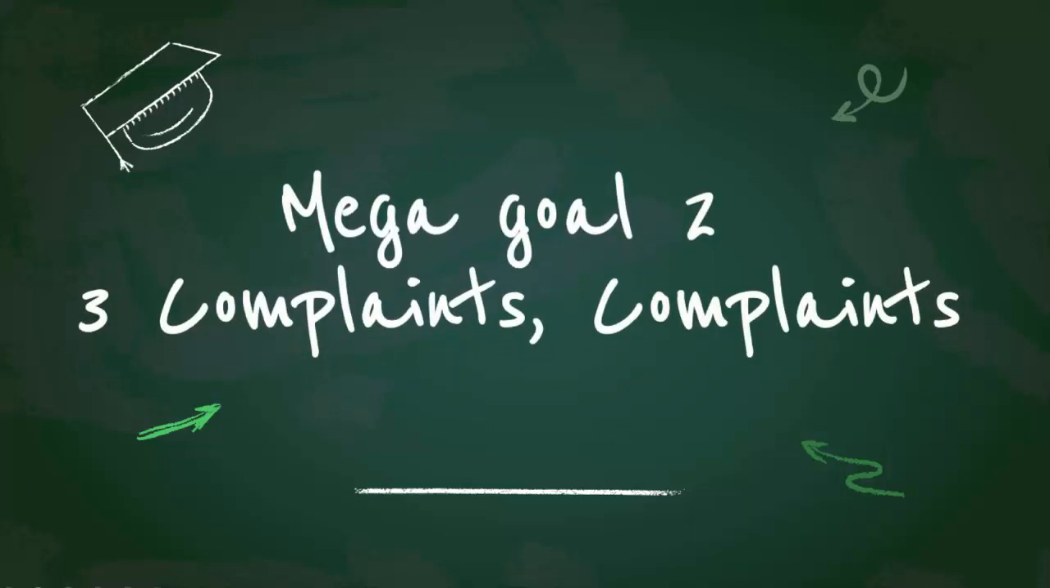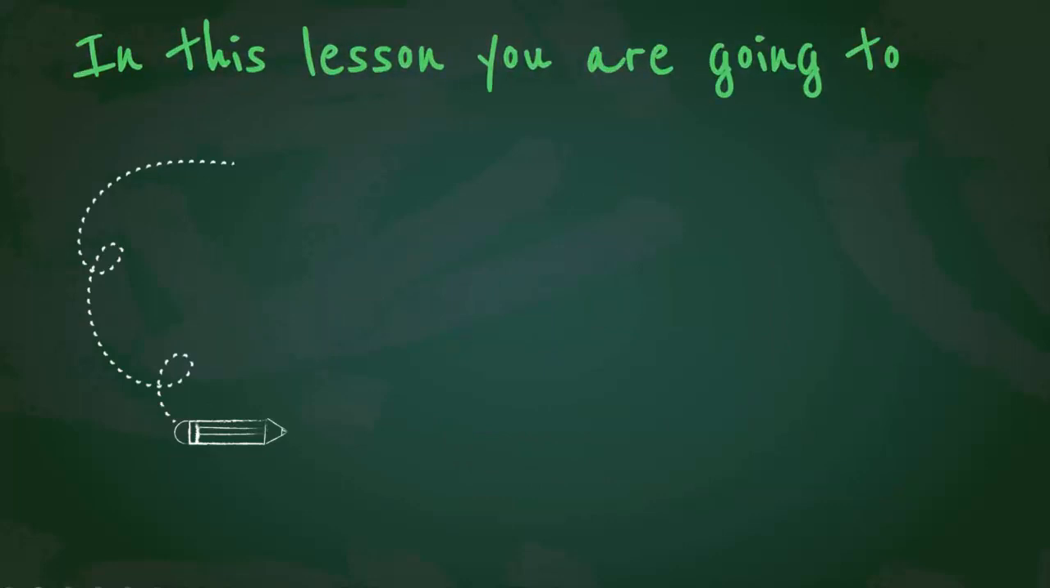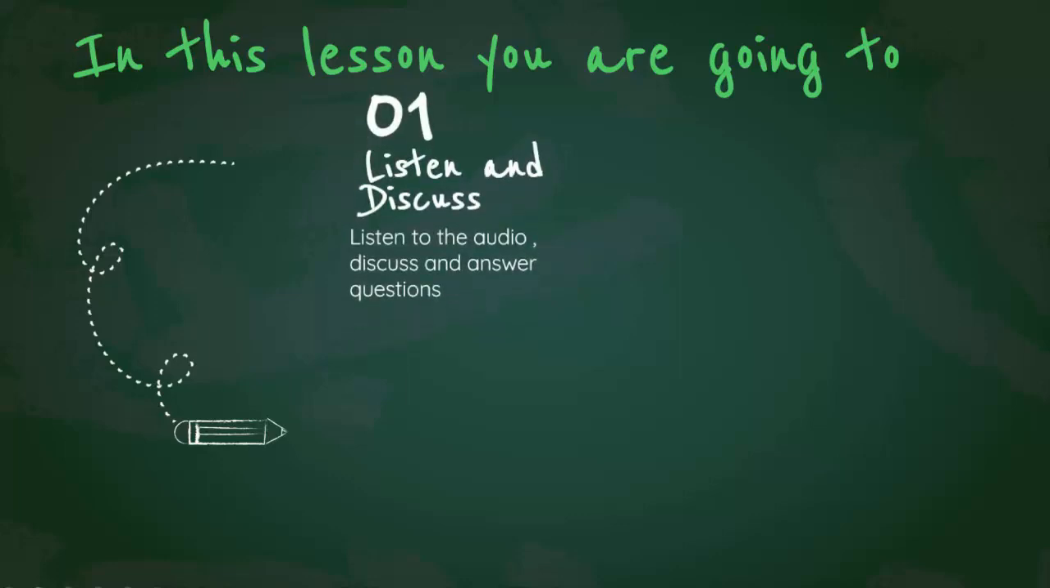Okay, dear student. Unit 3, Complaints, Complaints. We will start the first lesson. 1. Listen and discuss. Page number 34 and 35. In this lesson you are going to: 1. Listen and discuss. Listen to the audio. Discuss and answer questions.